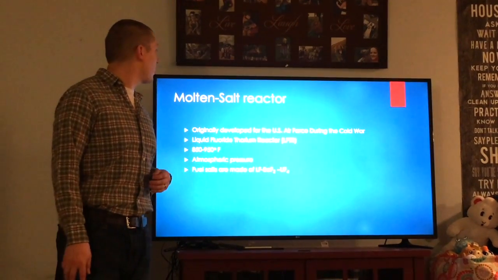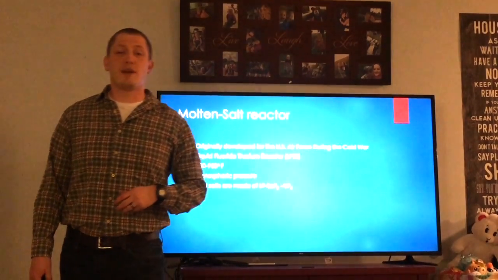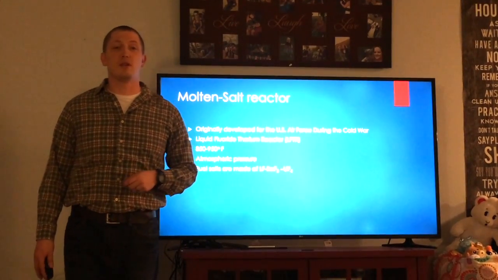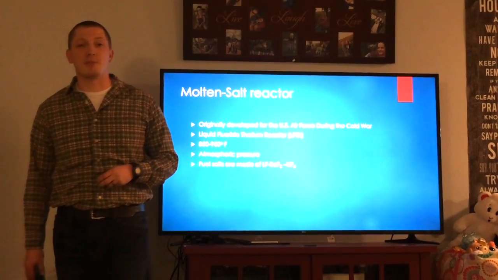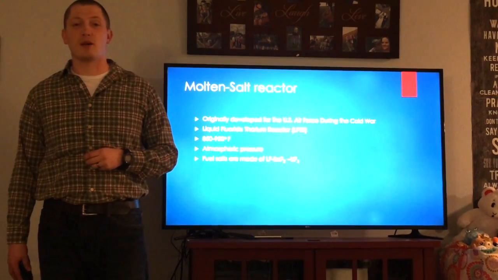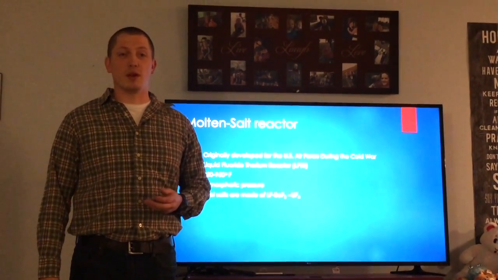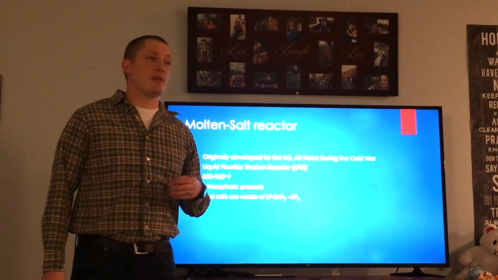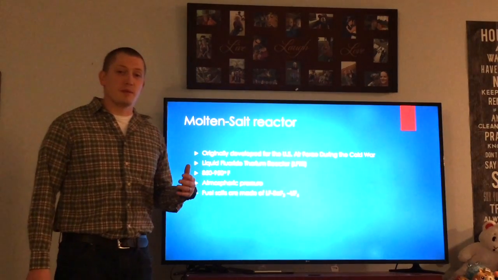So now we're going to talk about molten salt reactors. The original molten salt reactor was developed by the U.S. Air Force to build a nuclear-powered bomber. The intention was to use this bomber in case the U.S. ever went to war with the USSR and we needed to fly over Russia to start World War III. Since then it became unnecessary, so eventually the Air Force dropped it.